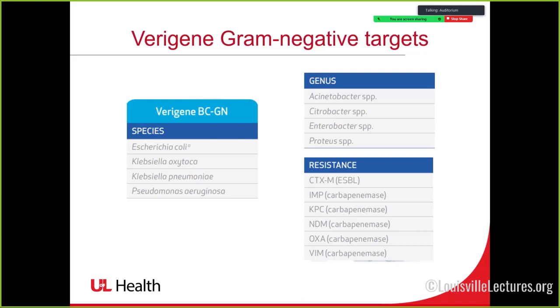Then it goes down to your species level, so E. coli, Klebsiella oxytoca, Klebsiella pneumoniae, and Pseudomonas aeruginosa. Again, it tells you this right off the bat. But the cool and important thing with this panel for gram negatives is the resistance mechanisms. It has 6 different resistance mechanisms, and it tells you right off the bat. So CTX-M codes for ESBL, right? So you know right off the bat, do I have an ESBL E. coli? Am I missing the boat? Am I missing the train on what I'm supposed to be using?